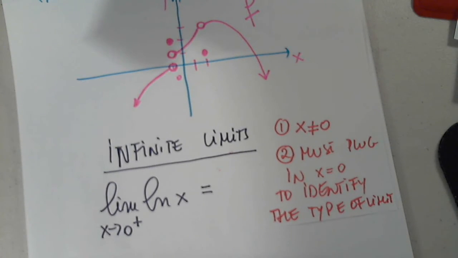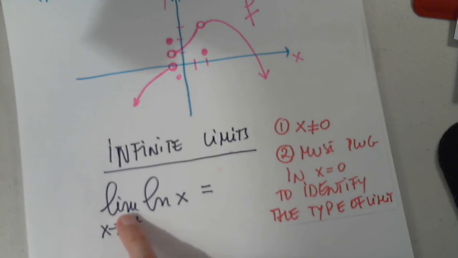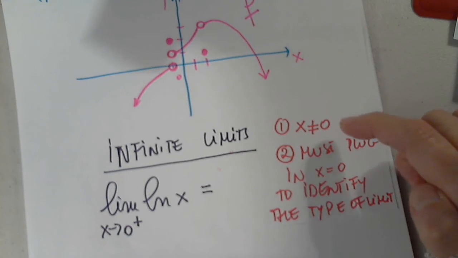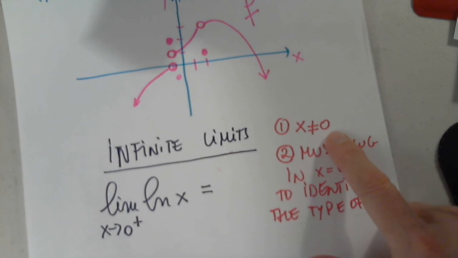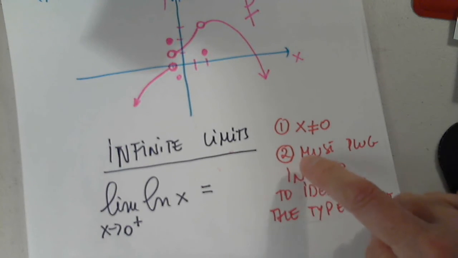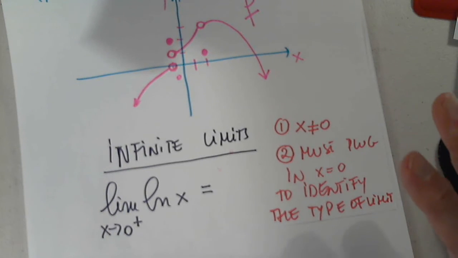Okay, so let me just say this one more time because I just started the video. Sorry, my apologies. So, infinite limits. We're trying to find the limit of natural log x when x approaches 0 from the right. One thing I said from the beginning: x approaches 0, meaning x does not equal 0. But now, with number 2, I'm contradicting number 1, and I'll explain why.